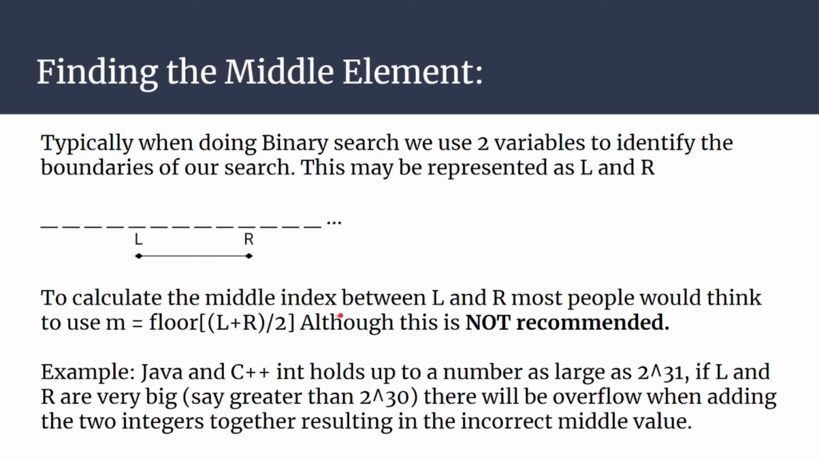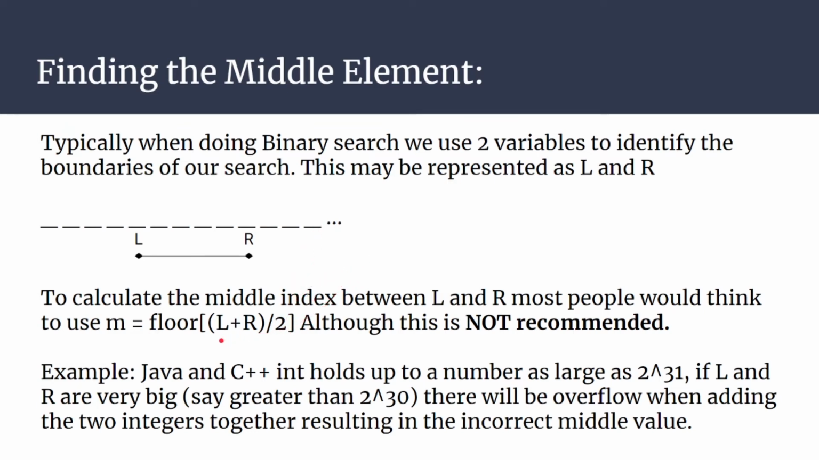To calculate the middle value index between L and R, most people would use M is equal to floor of (L + R) / 2, and that's probably what I would have thought too. Basically, if you don't know, floor just means to round it down. So if L plus R is an odd value, odd values usually result in a 0.5 of something, and we round it down.